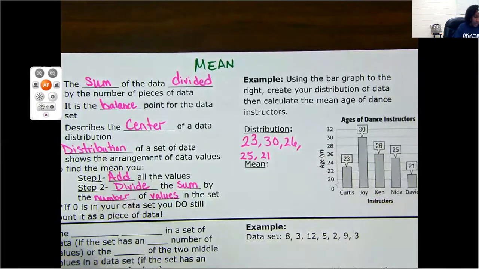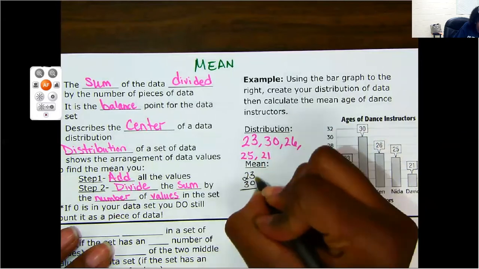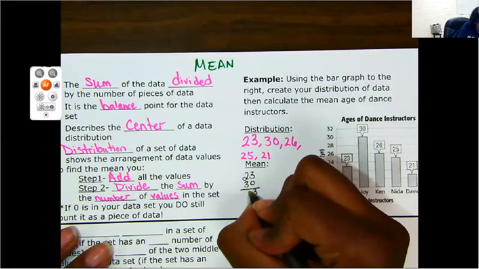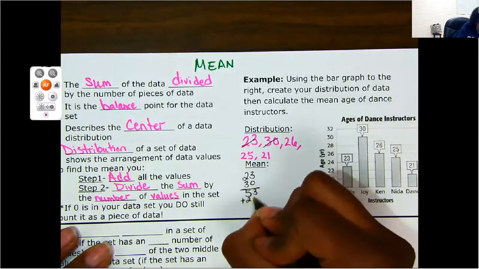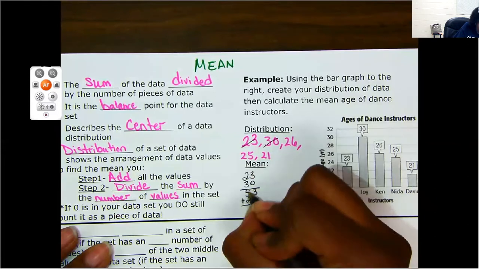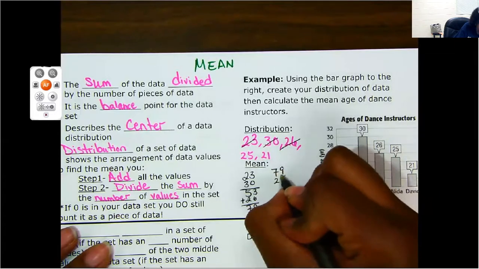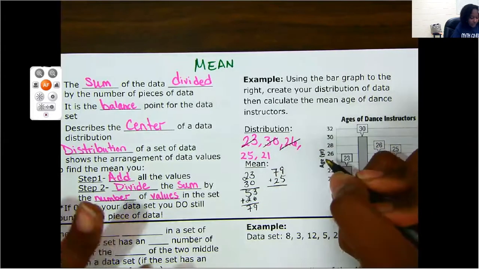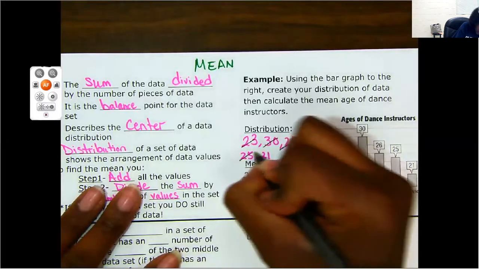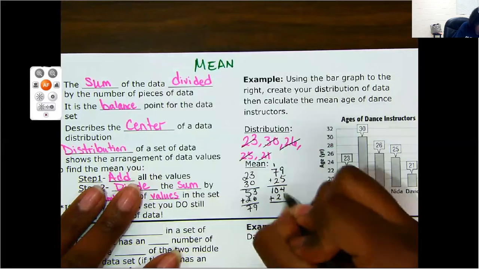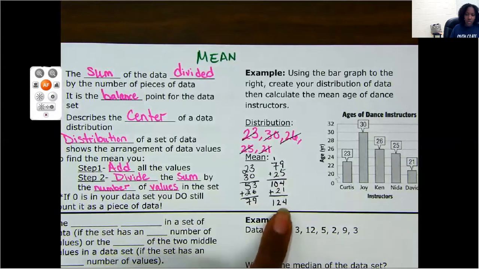I'm going to use a different color. So I'm going to do 23 plus 30. That gives me 53. Then I need to add 26, which gives 79. Then I need to add 25 to that, which gives 104. And then finally, I need to add 21. So I got 124 as my total.